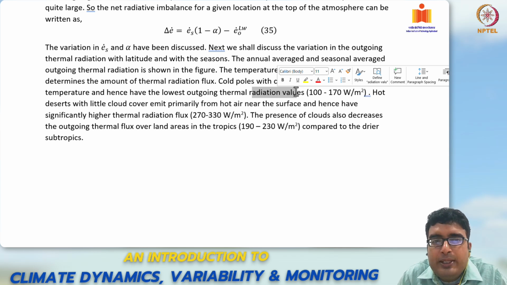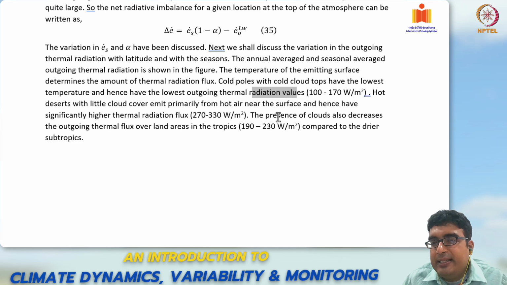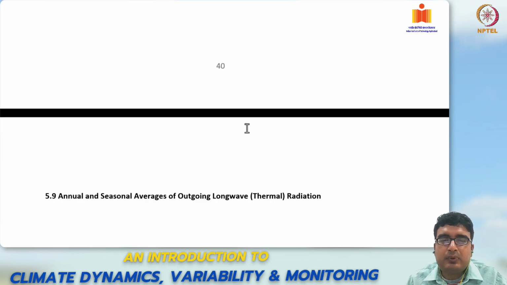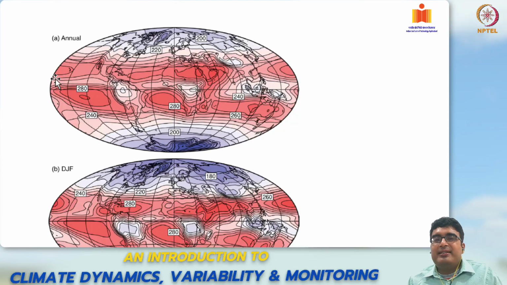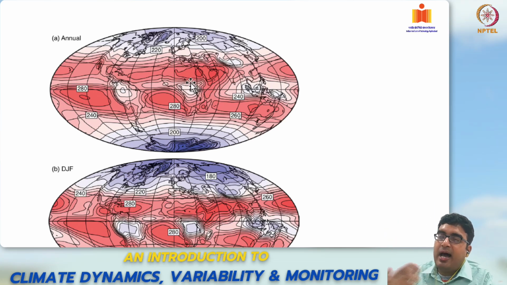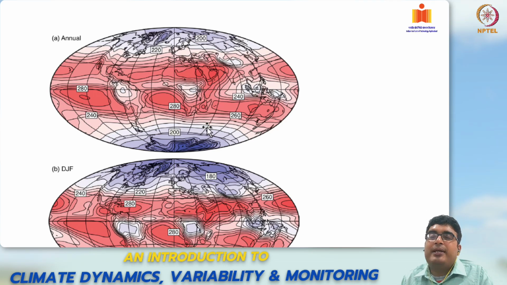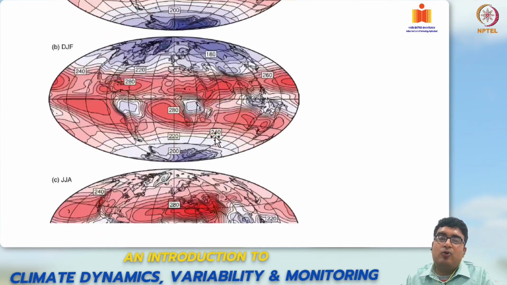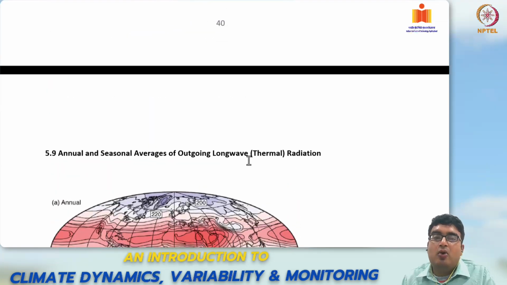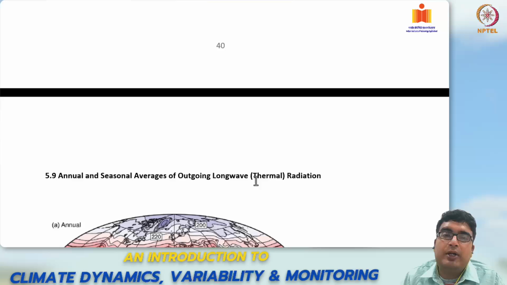Hot deserts with little cloud cover emit primarily from hot air near the surface and hence have a significantly higher thermal radiation flux. So if you see, the deserts like the oceans have a hot surface and hot air above it, so they emit at a relatively higher temperature and hence have a higher outgoing thermal flux. So the subtropical oceans and the subtropical deserts have the largest values of outgoing thermal radiation, whereas the poles have the lowest values of outgoing thermal radiation.